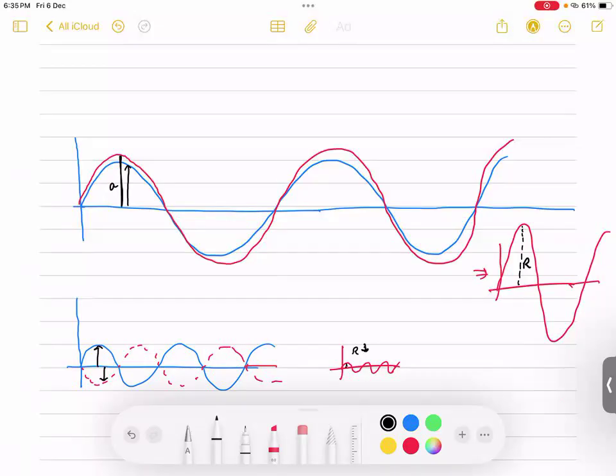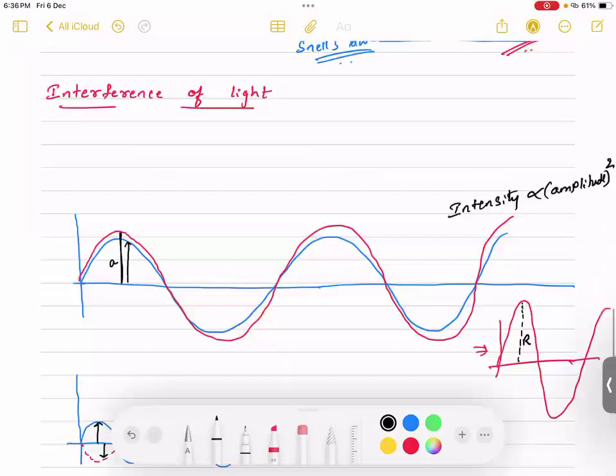Whenever this amplitude changes, there will be a change in the intensity because intensity is directly proportional to the square of the amplitude. How are the intensity and amplitude related? Intensity is directly proportional to the square of the amplitude. So whenever two light waves get superimposed, there is a change in the intensity of light, right?